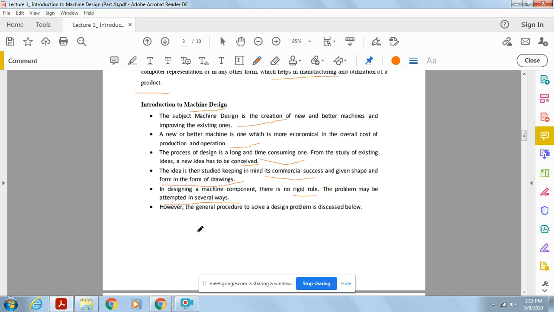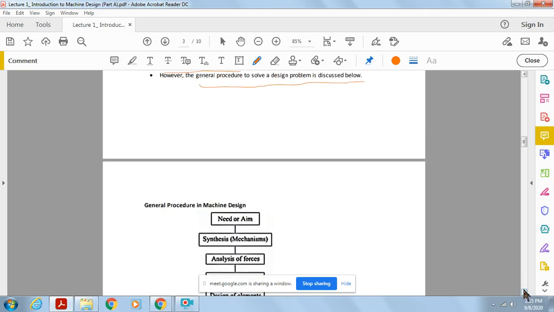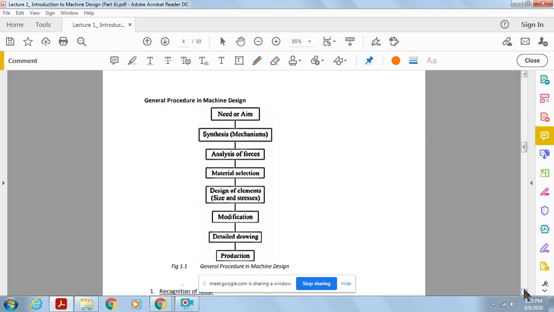Now, the general procedure to solve the design problem is discussed below. Every individual, every concept, or any company will follow the same guideline of design. Their philosophy may be different, but they will have to follow the same guideline like whatever other companies do. So that design guideline is very important. This is the standard, general procedure in machine design, and this procedure has to be followed one by one.